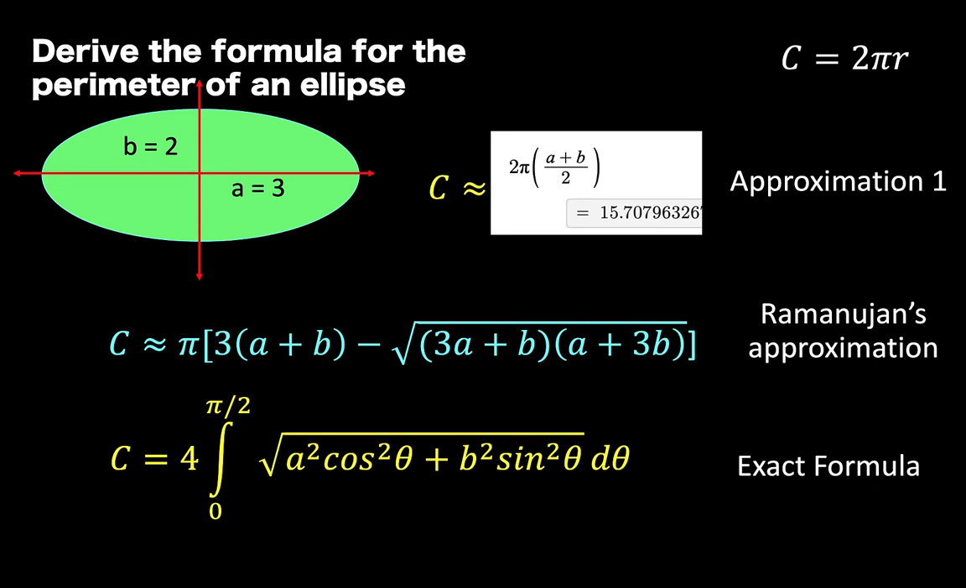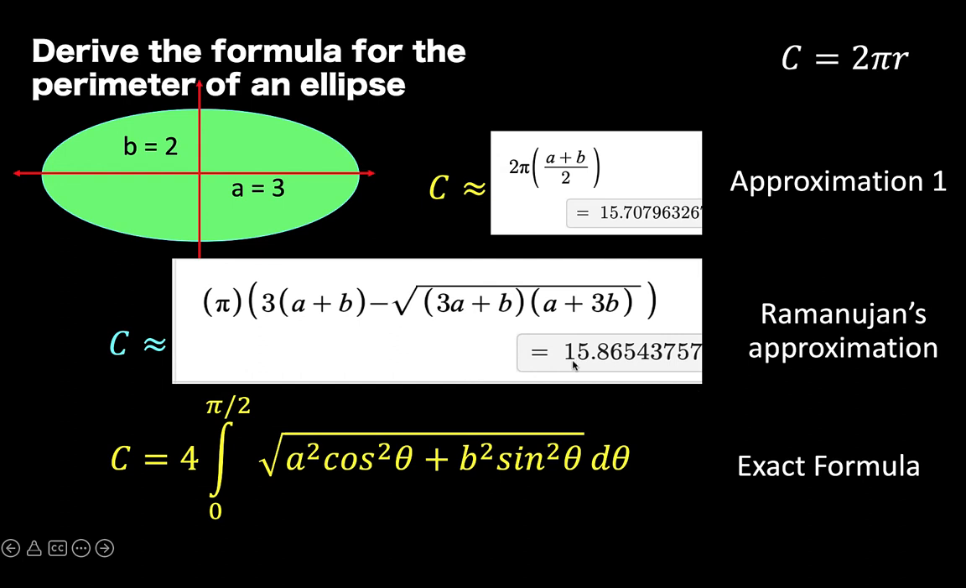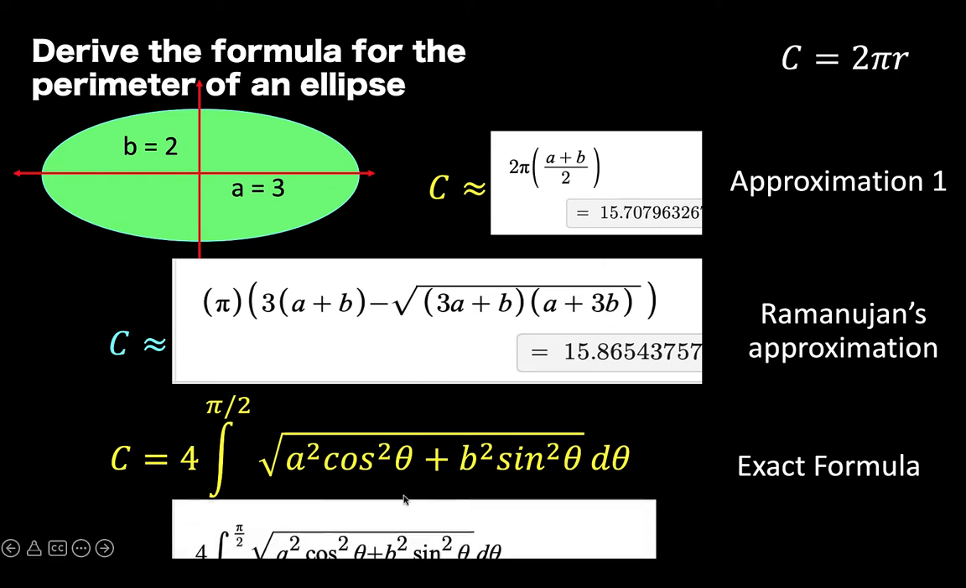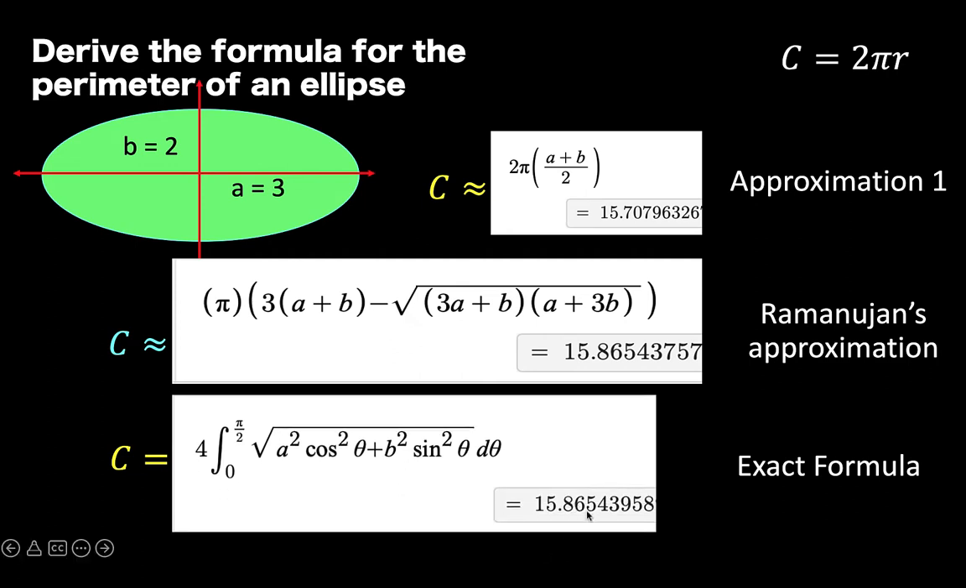Now, using Ramanujan's approximation, here's the result. 15.86543757, and there is only a difference of 0.15. Now, the exact value using this calculus formula is 15.86543958. Notice that for the first 5 decimal digits after the decimal point, Ramanujan's and the calculus formula gave us the same result. The difference starts on the 6th decimal place.